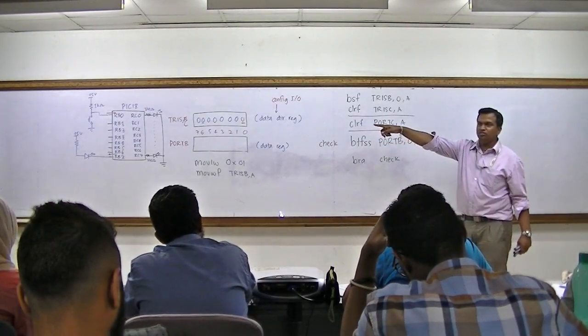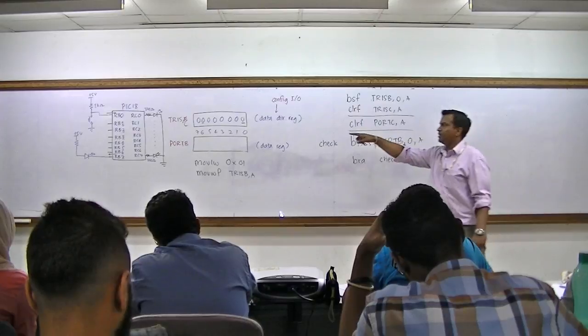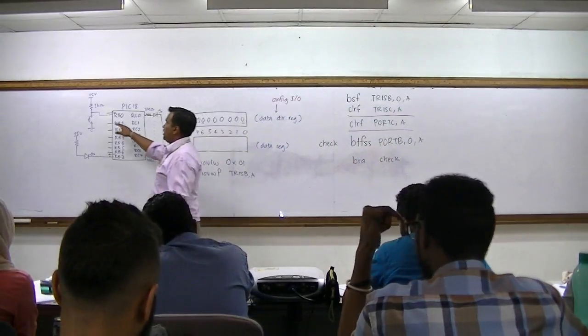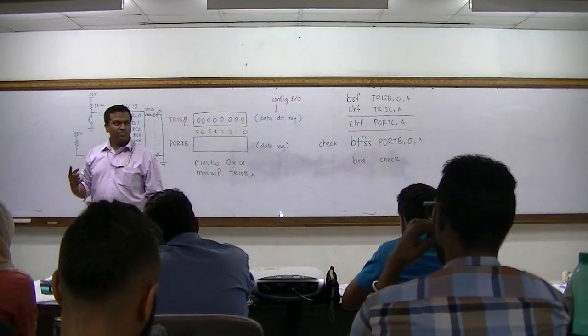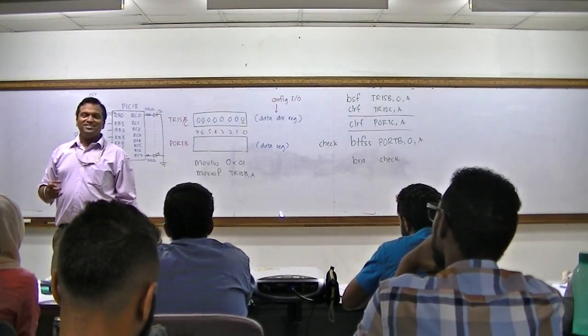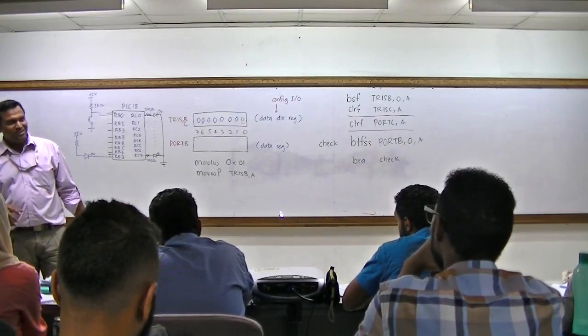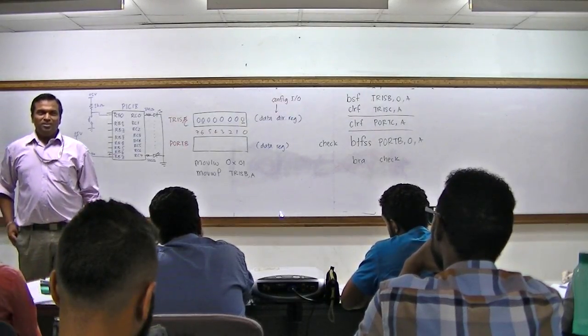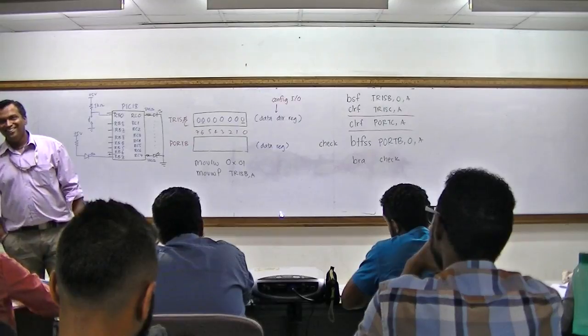Set means what? The switch is not pressed. Because when you're not pressing, the logic here is 1. 1 is actually set. You all know that term, right? Okay, set means 1. Clear means 0. Hope that clears the doubt. Is it okay?